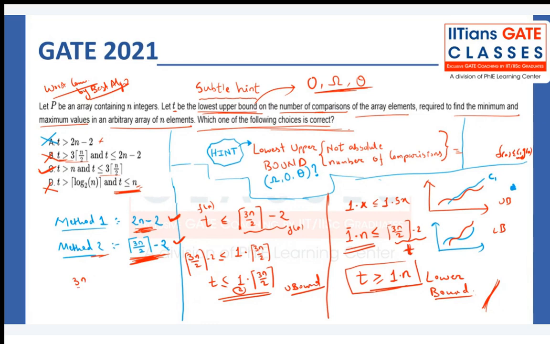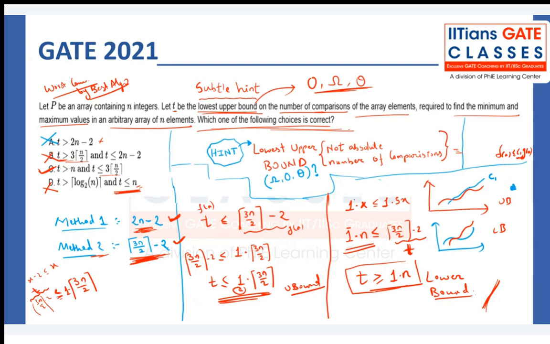If you look at 3n by 2, can we not say that 3n by 2 will always be greater than 3n by 2 minus 2? Just a second, I need to erase it. Yes, 3n by 2 will always be greater than 3n by 2 minus 2, because x minus 2 is always less than or equal to x. This 3n by 2 minus 2 is nothing but the comparisons your best method takes, and we have found the upper bound on this, where the constant becomes 1.